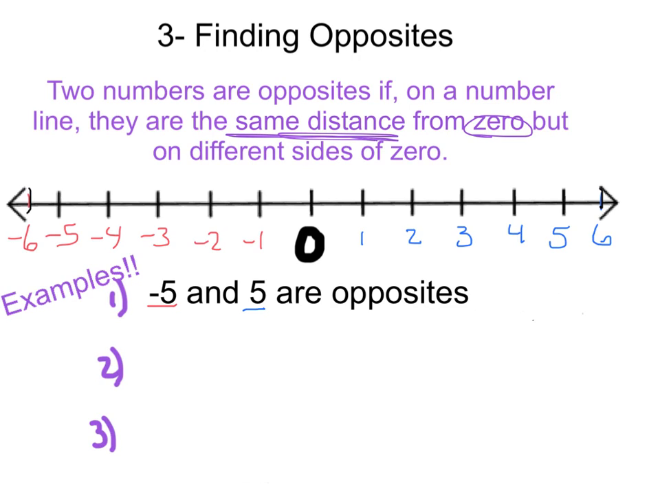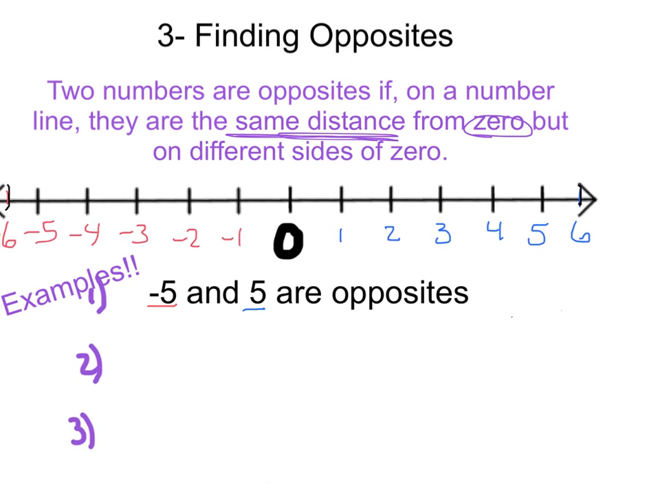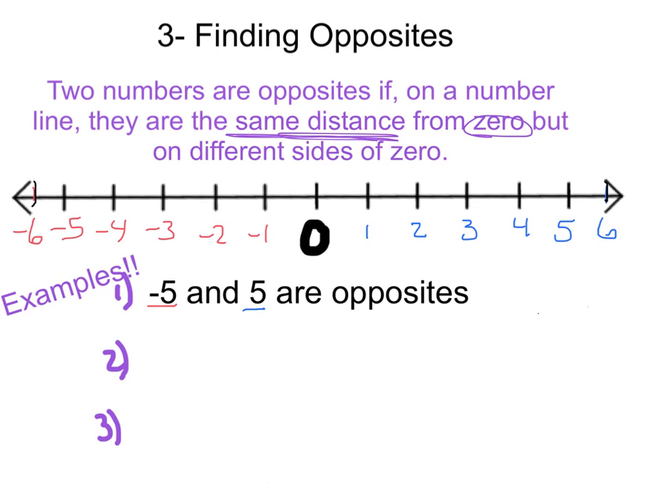We say -5 is 1, 2, 3, 4, 5 steps away from 0. So if you think of 0 as a mirror, you could take 5 steps away from the mirror and you would be 5 steps away. Now for +5, if I start at 0, I also go 1, 2, 3, 4, 5. So each of these are 5 steps away from 0, but one is on the right side and one is on the left side.